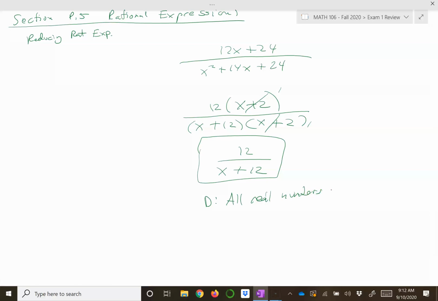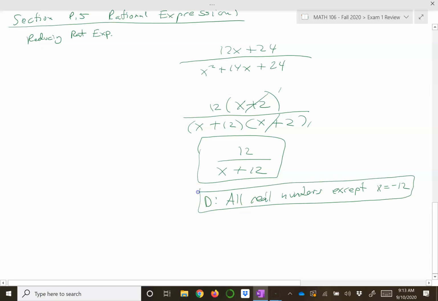So, is there a value of x that makes the denominator undefined? And by that I mean, is there a value that makes the denominator 0? Negative 12, right? So you would just say all reals except x equals negative 12. And if you wanted to box it, that's fine.